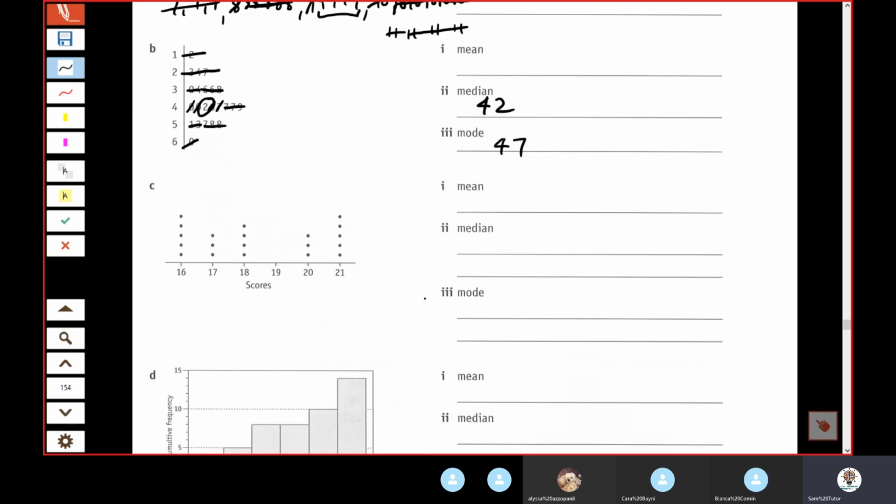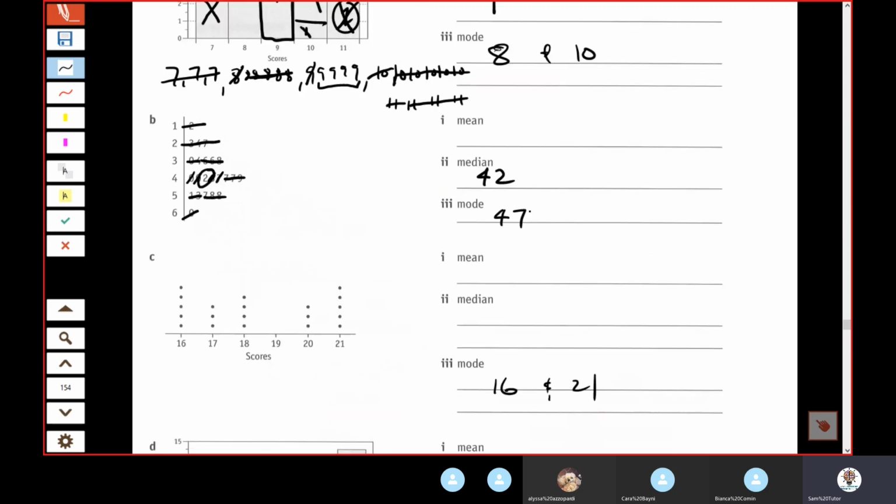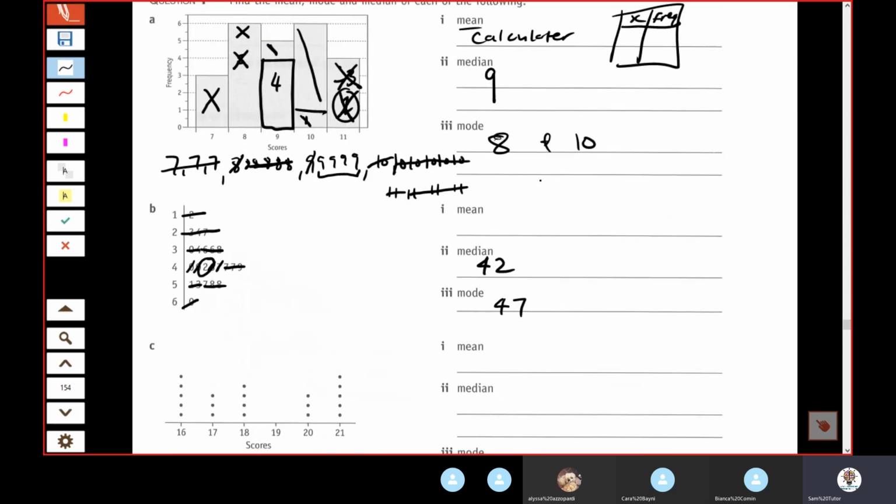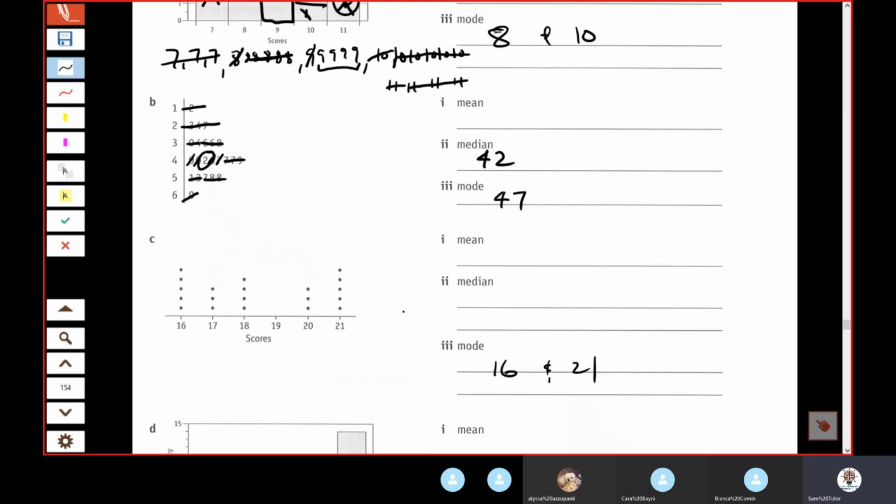Same thing. I think everything's easy. The mode looks like it's 16 and 21 again, so you've got to write that. But the mean is easy. It's just 16 times 5, or 16 plus 16 plus 16, or you use your calculator. Score is 16, frequency is 5, and let your calculator just do it for you.